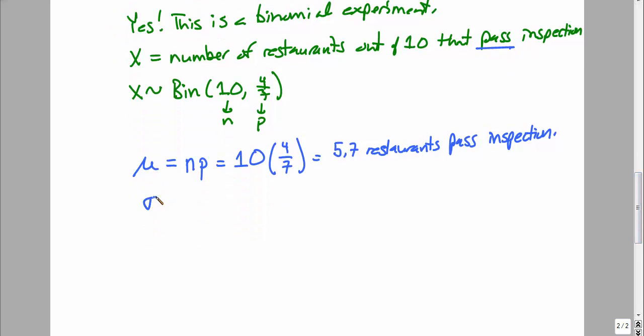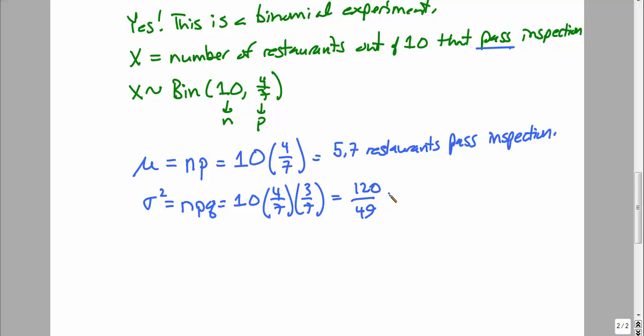Okay, now next we can look at the variance, and we're actually not all that interested in the variance. We just find the variance to get to the standard deviation. So it would be 10 times 4/7 times 3/7. It would be 40 times 3, it would be 120 over 49. And this would be restaurants squared. But we don't like to deal with things like restaurants squared. We like things to be in the same units.